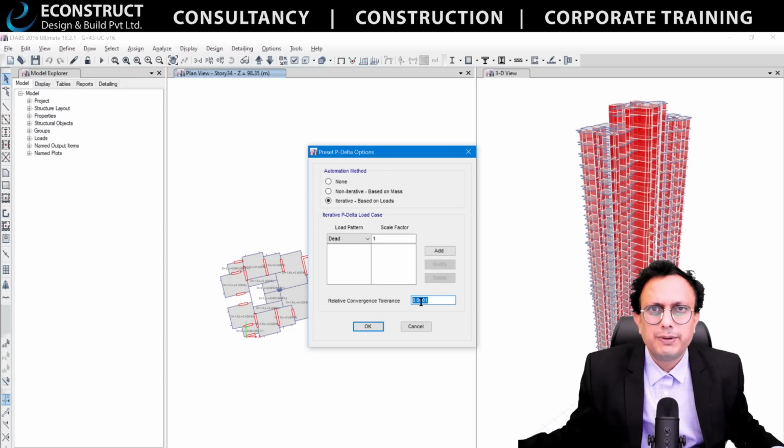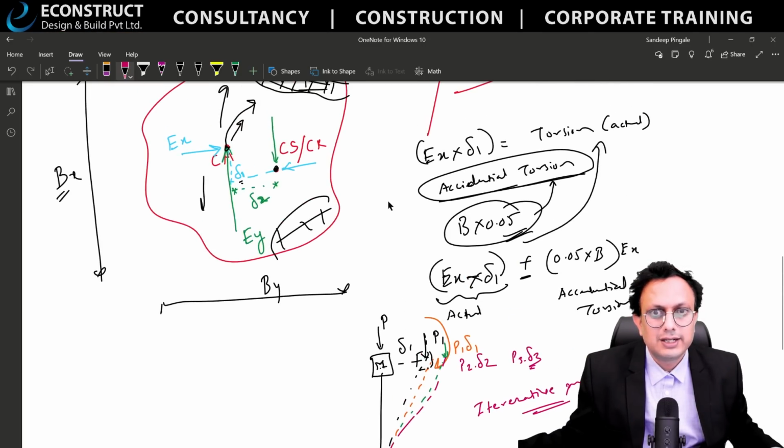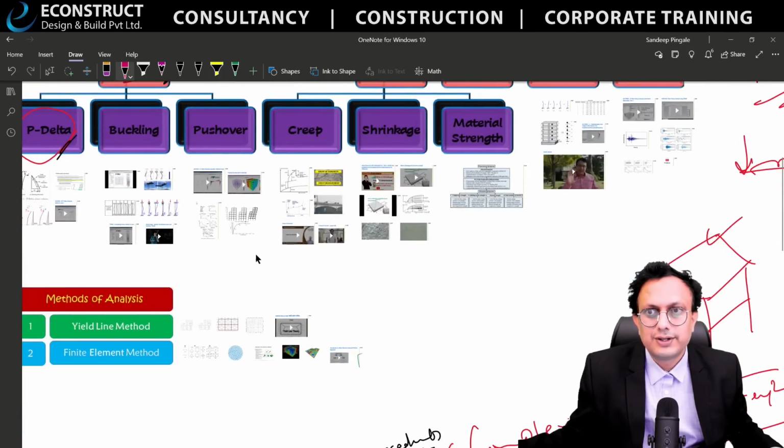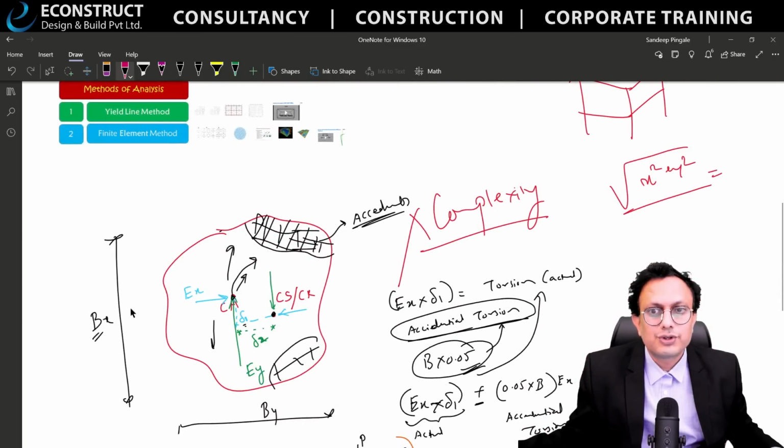You can just skip it off. It will not make a huge difference to the equation. Alright? So, this is the tolerance limit actually. That's what we will be seeing in the P delta analysis. Alright? Is it really important? Yes, of course. All the buildings actually.